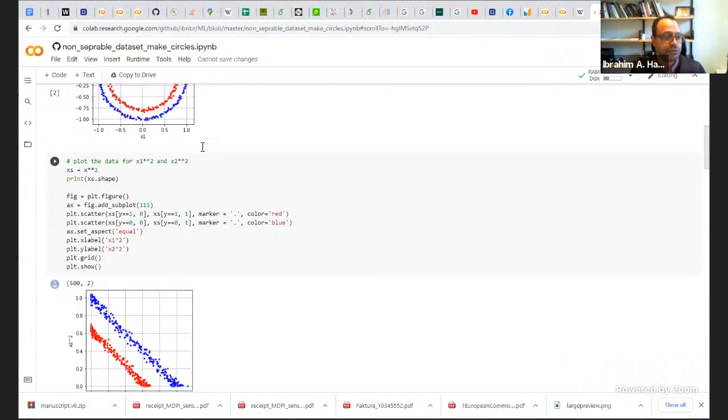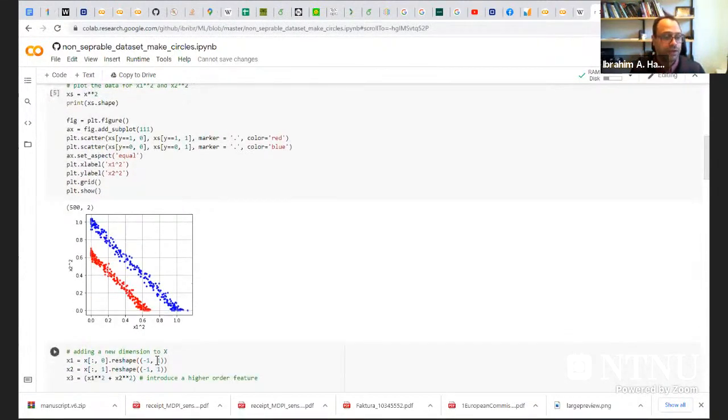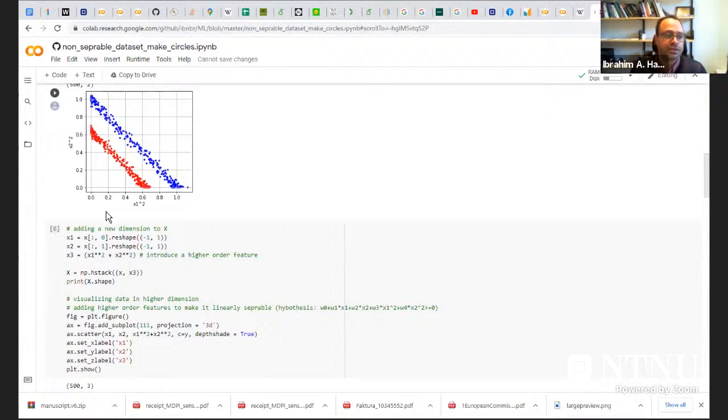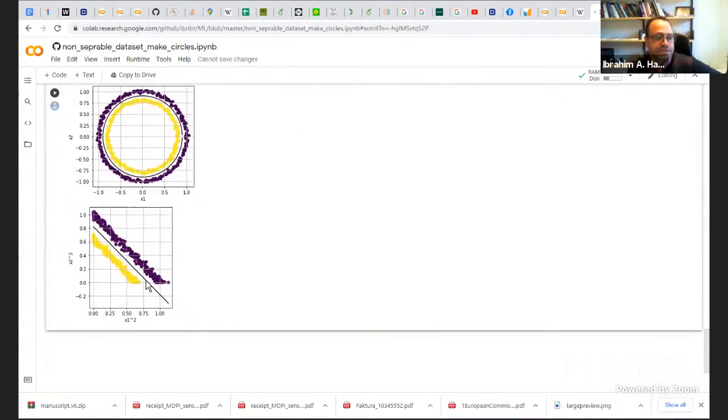When we are plotting it in x1 and x2, it will look complex like this one, non-separable. When we plot it against x1 squared and x2 squared, it will be separable like this one. And when it's separable, it's very easy to solve, just using a simple perceptron to get this decision boundary.